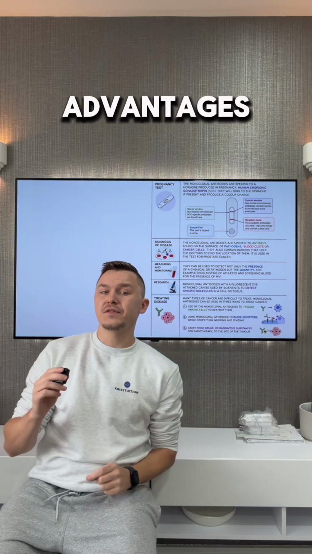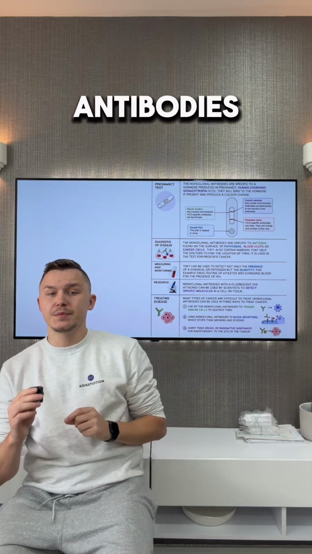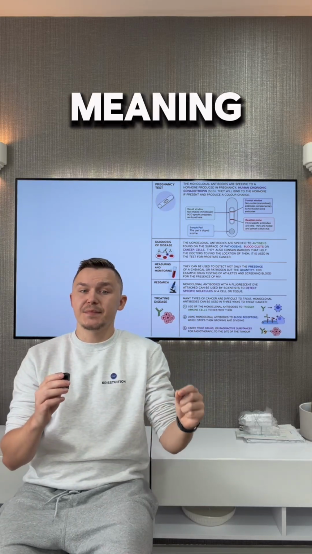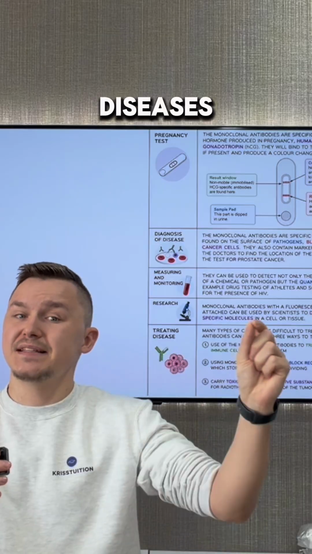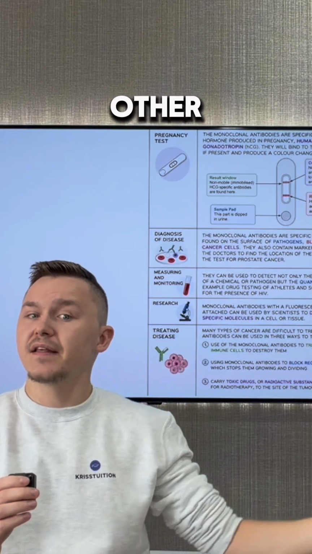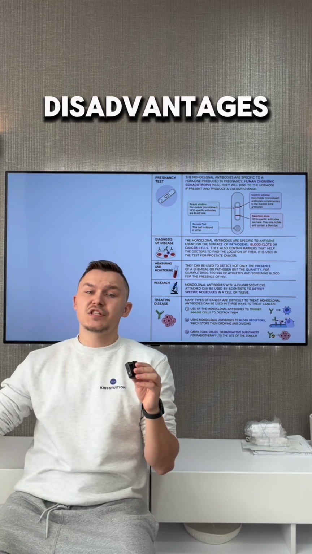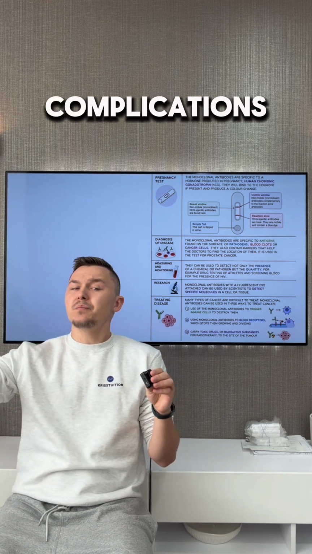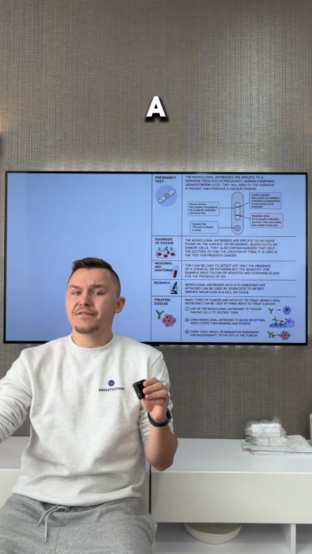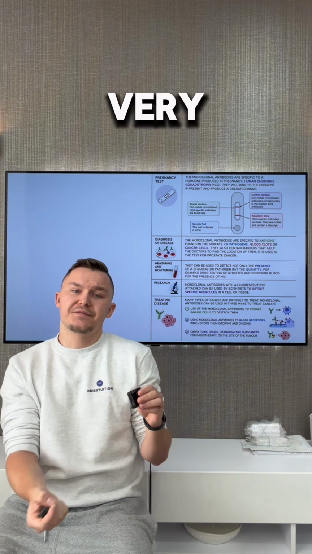One of the biggest advantages of monoclonal antibodies is the fact that they are so specific, meaning we can target specific cells, specific pathogens, specific diseases, without affecting other healthy cells. But disadvantages may include the fact that we're using mice, which some people aren't happy about. There's complications during it, and it's not a very easy process, which means that it's very expensive.